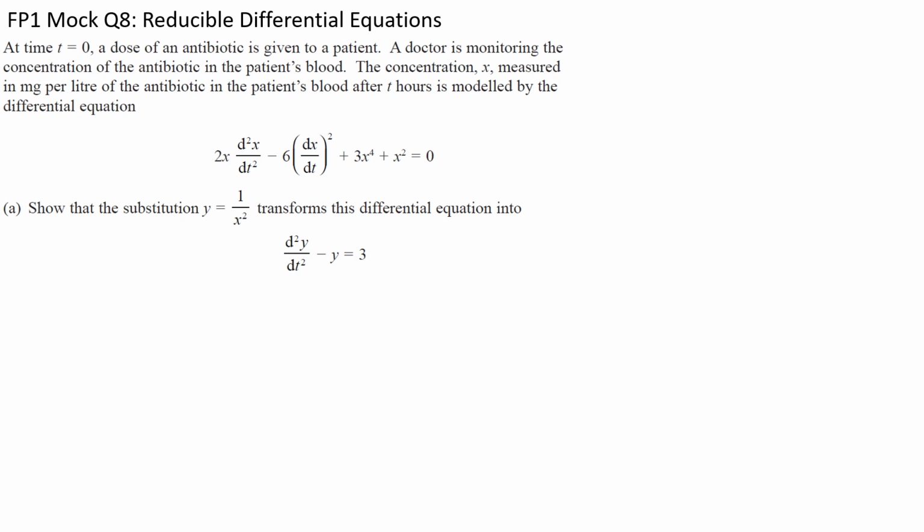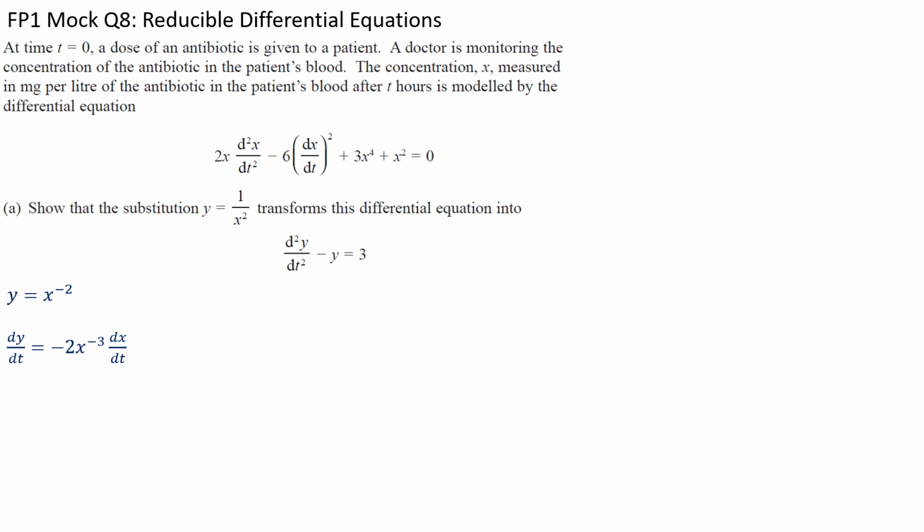All right, we're going to start with the first part. So let's focus on how we can use the substitution to transform the differential equation. Start by writing this as y equals x to the minus 2. Then I'm going to differentiate with respect to t. Now, this is not the only way to do it. You can differentiate with respect to x and use chain rule directly.